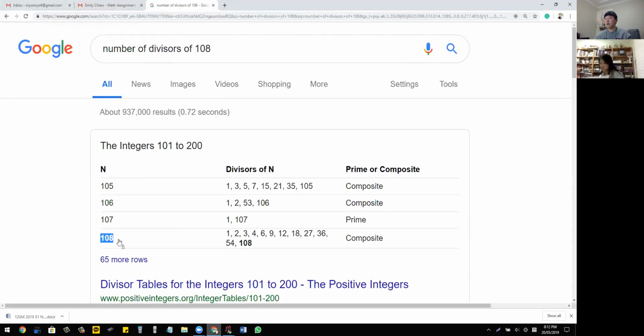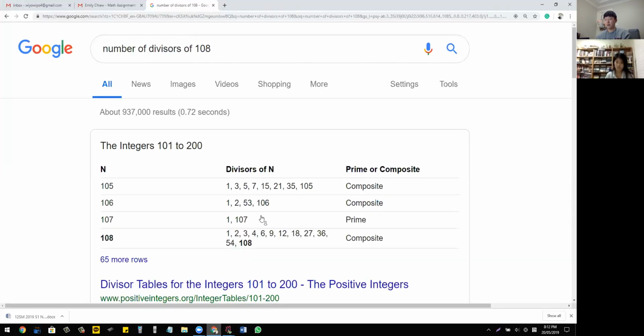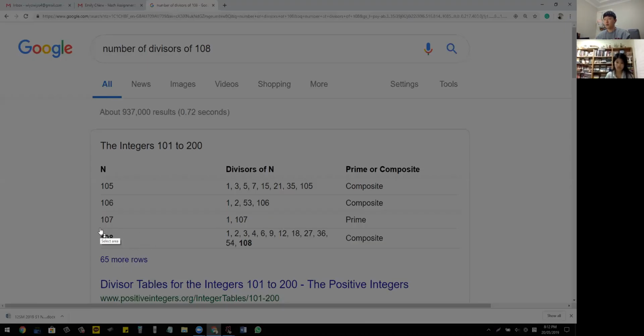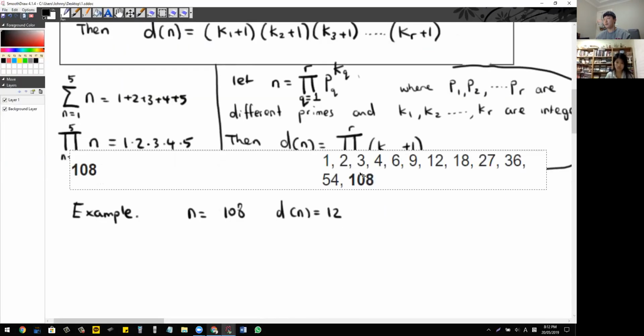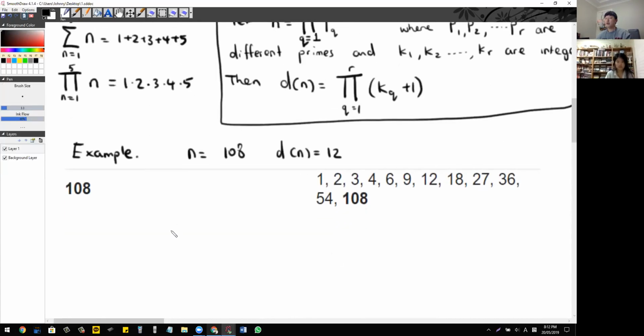So 108 has 1, 2, 3, 4, 5, 6, 7, 8, 9, 10, 11, 12. So therefore, Dn is 12. Okay? So the list is over here, like this. So these are the divisors. Now, but using this conjecture, first we write the prime factorization of this.